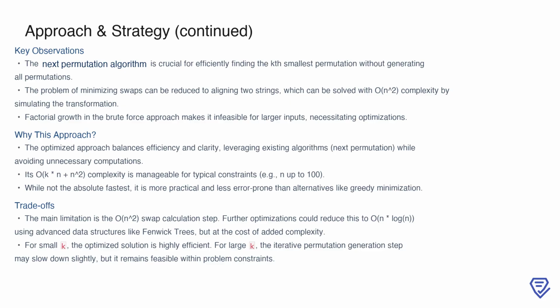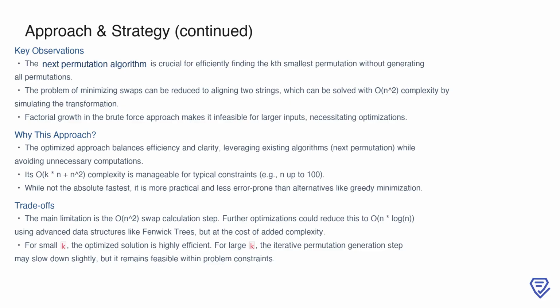The brute force approach is clearly infeasible for larger inputs due to its factorial complexity, highlighting the necessity of these optimizations. The chosen strategy, optimized permutation generation combined with swap calculation, strikes a balance between efficiency and clarity. While its k times n plus n² complexity is not the absolute fastest, it is manageable for typical constraints and avoids the additional complexity of advanced data structures.